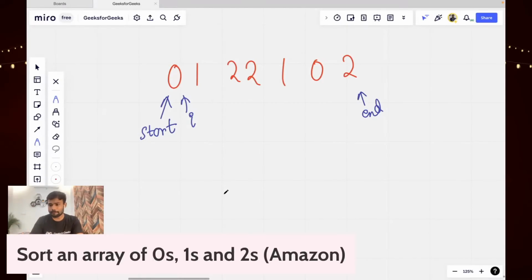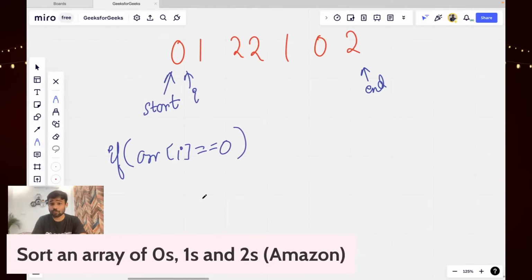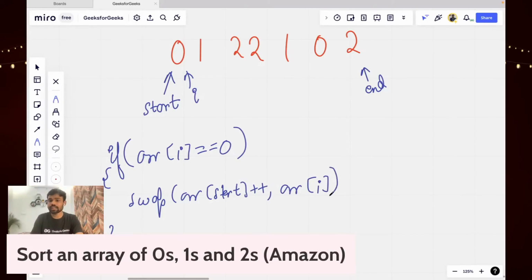Now, what we will do is, if the character at i is 0, so guys, understand one thing. What we want is that our 0 should be at the start of the array, and if it is not at the start of the array, we will make it so. How? We will swap the given number with the start. That is the case. And then we will update our start and our i normally.